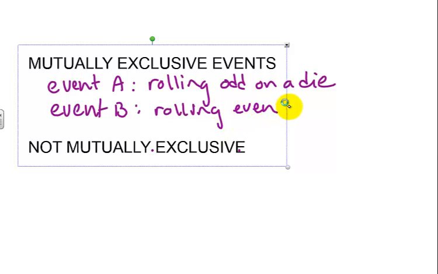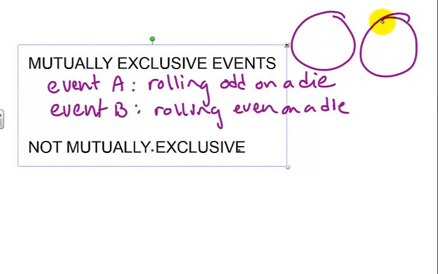rolling an odd on a die. And event B is rolling an even on a die. Now the reason why these are mutually exclusive is because they have absolutely no overlapping outcomes. We draw this with two circles, and we could say that this is the probability of event A, and this is the probability of event B, where A is odd, so 1, 3, and 5, and even is 2, 4, and 6. None of those numbers are overlapping, so that's why we're calling them mutually exclusive.